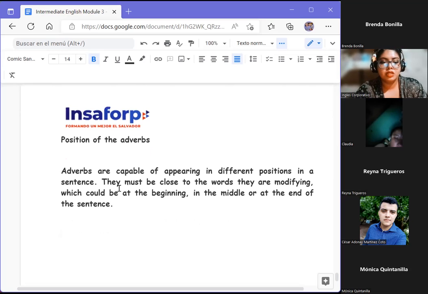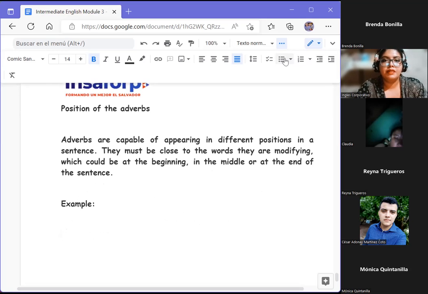So now we are going to see some examples of the position of the adverb. We have number one, and it says, "Sometimes I stop and stir." In this case, the word "sometimes" is at the beginning, at the start.